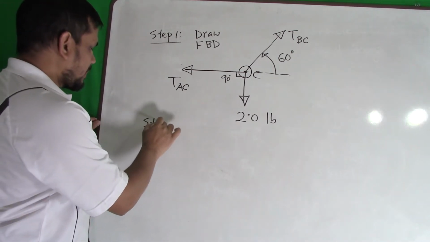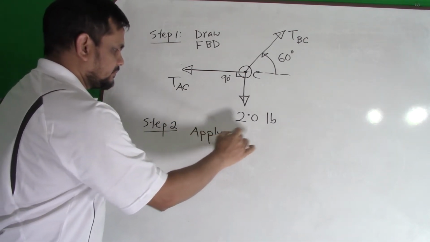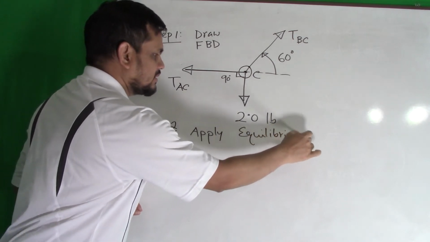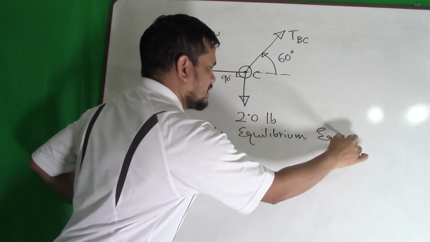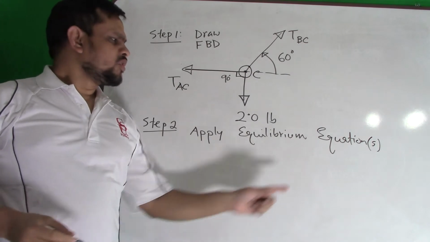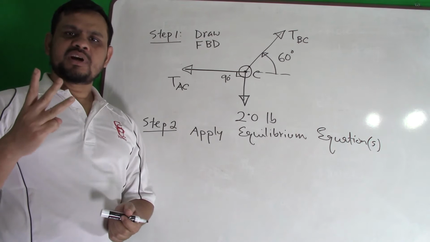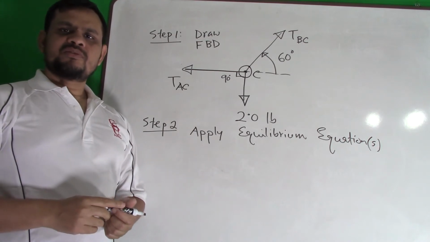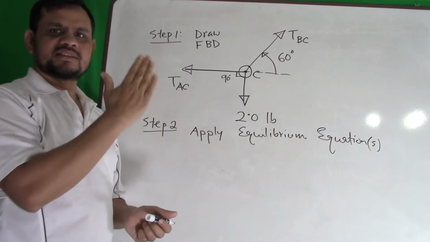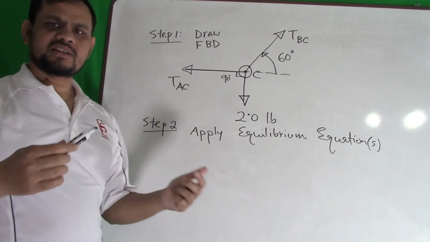Step number 2, apply the equilibrium equation. We might need only one equation or maybe more. What are the 3 equations we learned? Number 1 is summation of force along the x-axis is 0, summation of force along the y-axis is 0, and summation of moment at any point is 0. So that is the equilibrium equation.